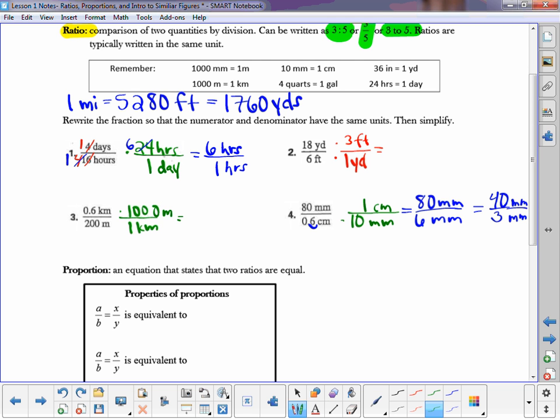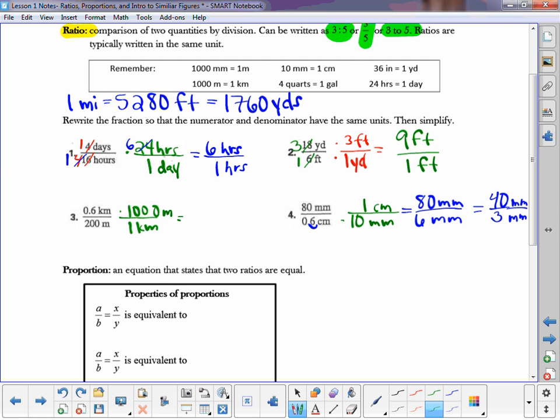Alright, number 2. Did we multiply by 3 feet on top? Good with that? Alright, so again, you could have reduced in the very beginning, right? For every yard, that's 3 feet, so that's why we multiply by 3, because 1 yard has 3 feet. So again, we can reduce in the very beginning, and this would give us 3 over 1. Do we agree with that? And so then when we multiply straight across, we get 9 feet over 1 foot. Good with that? Okay.